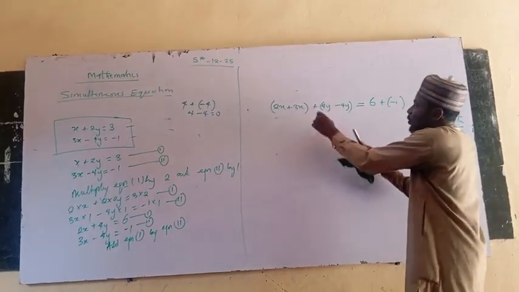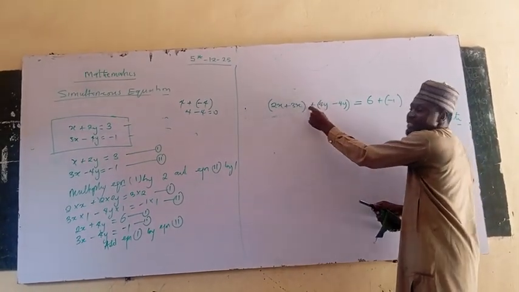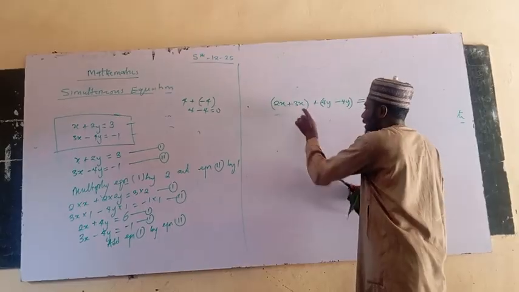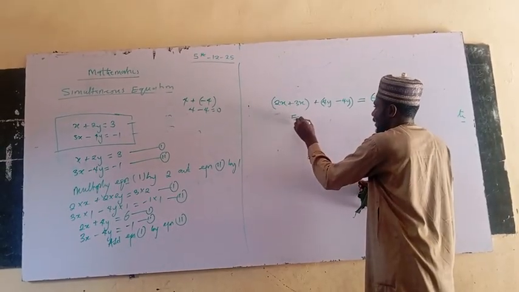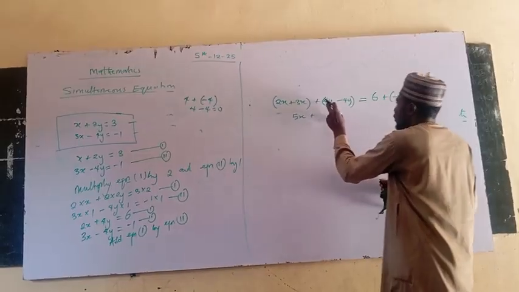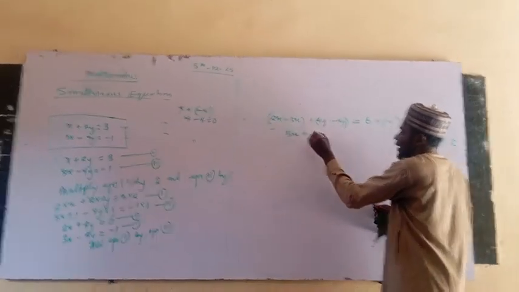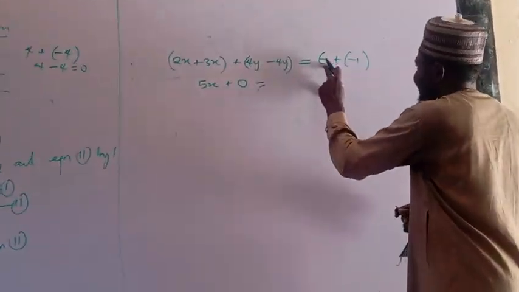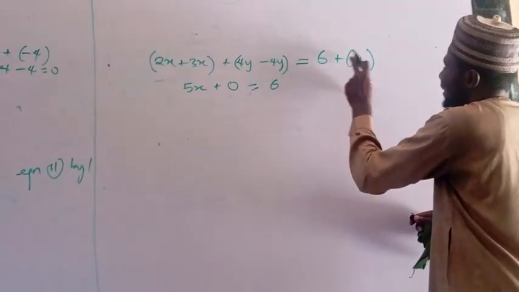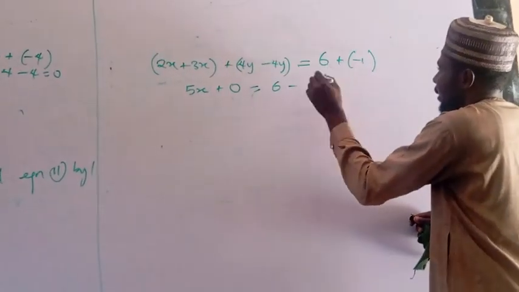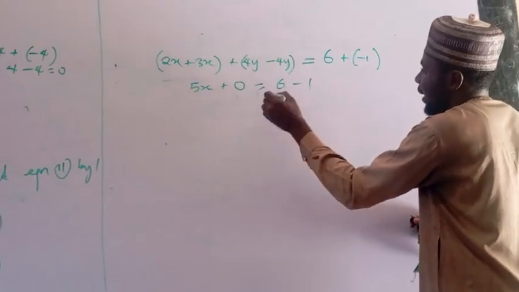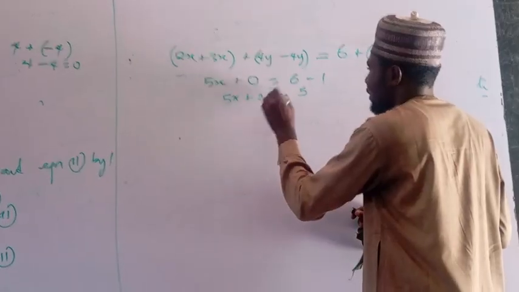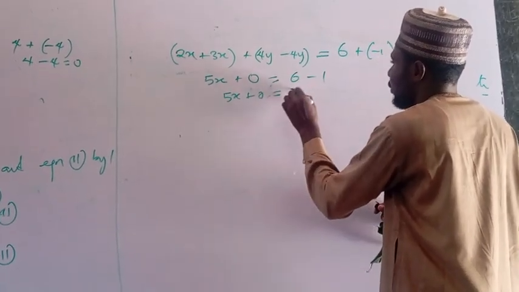Kun ga wanda yana addition na ce zan add, that's addition yana da wannan. Now 2x plus 3x is 5x, plus 4y minus 4y is 0. Then it's equal to 6 plus times minus is minus, then 1. 6 minus 1 is 5. So I'm going to have 5x plus 0 is equal to 5.